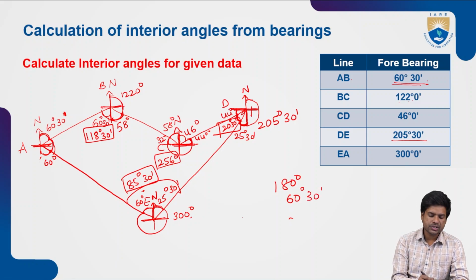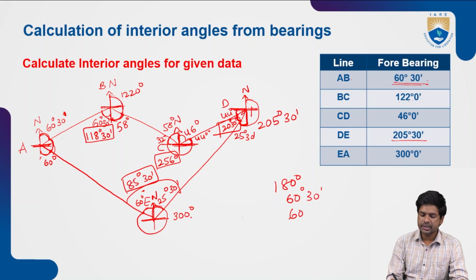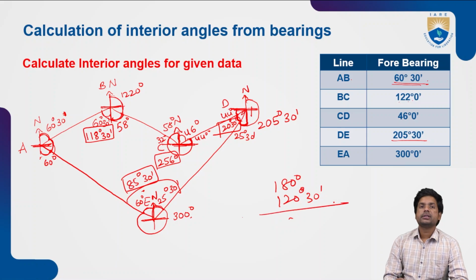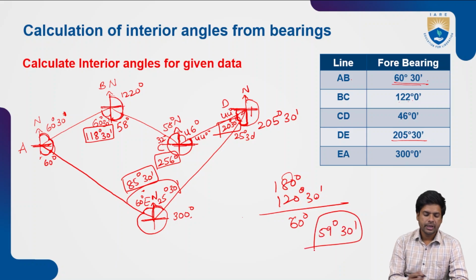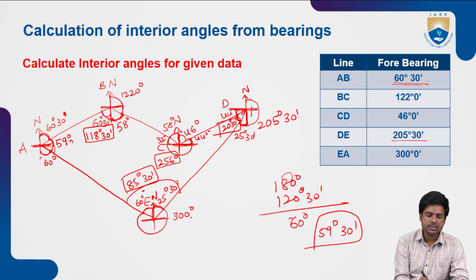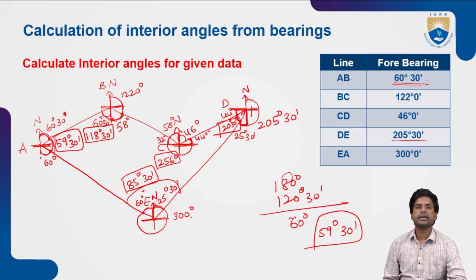First add these two, 60 degrees 30 minutes and 60 degrees. If you add these two, it will give 120 degrees 30 minutes. That will give you the remaining angle. So from 180, if you remove the 120, the remaining angle will be 60, but here we have 30 minutes, so 59 degrees 30 minutes is the remaining angle, the included angle. So now this is the included angle here.